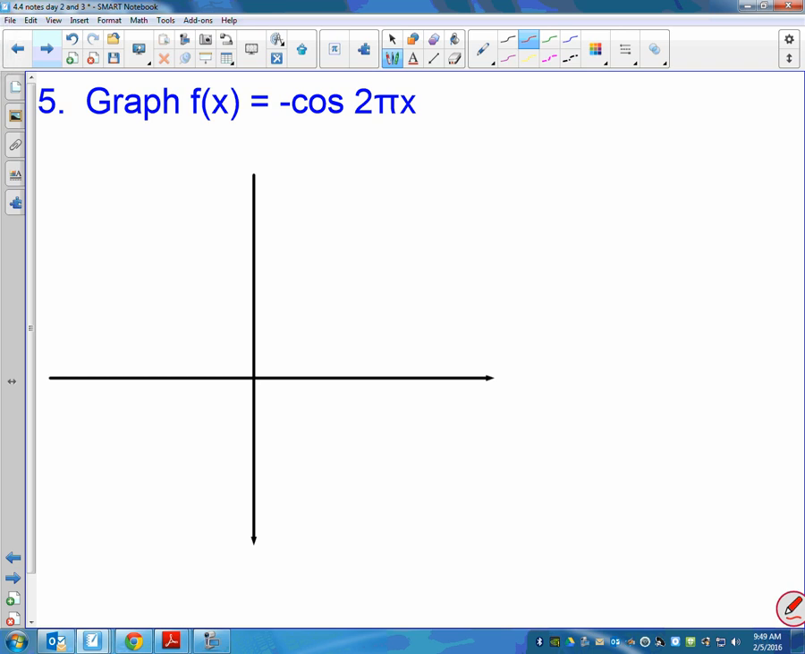What should you do first when you're graphing? After you're done crying, what do you do next? Amplitude, period. And again, I'm not going to give you any to graph by hand that have a phase shift.